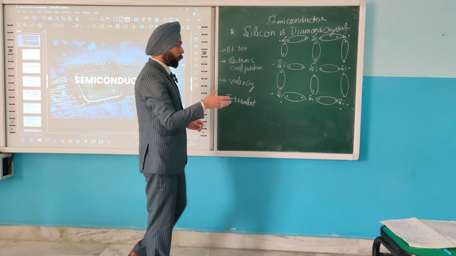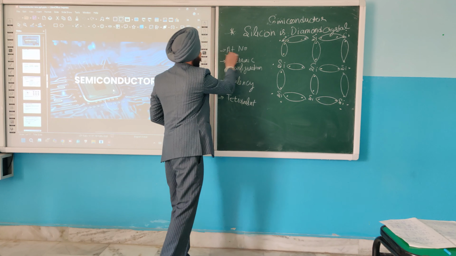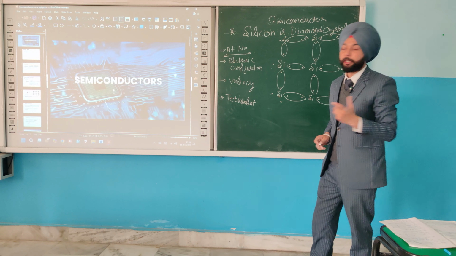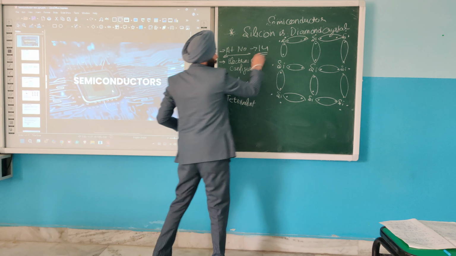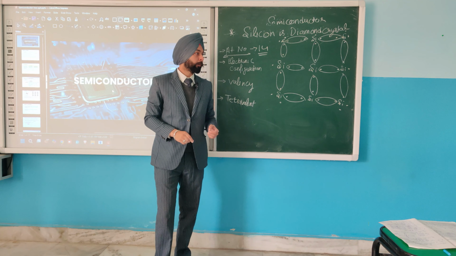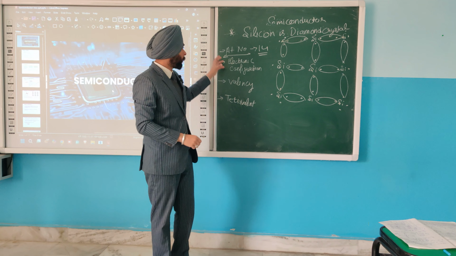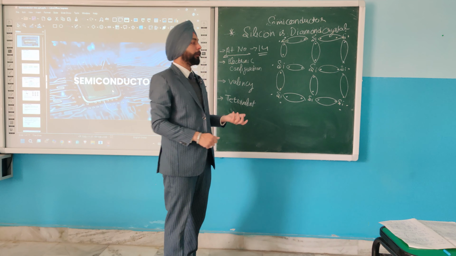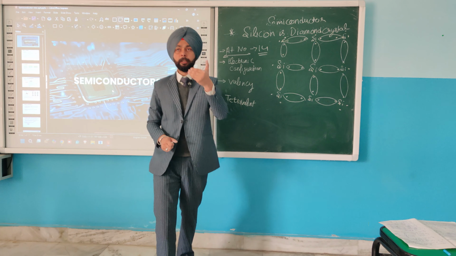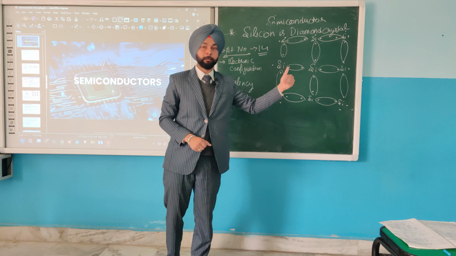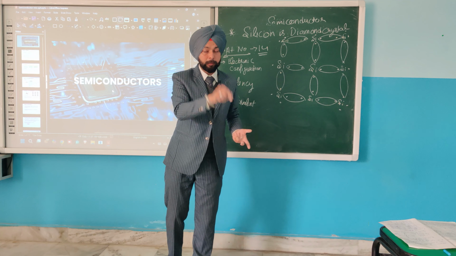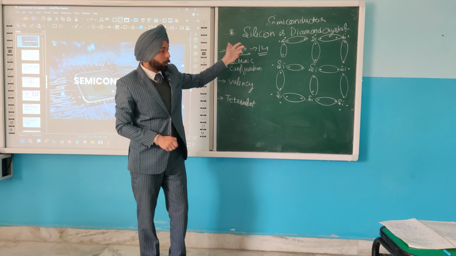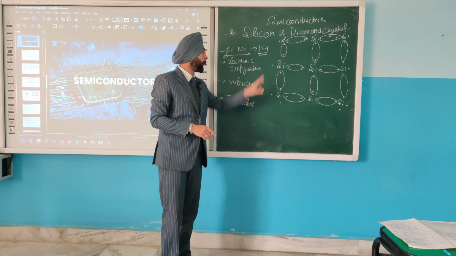Now focus. First thing, what is the atomic number of silicon? The atomic number of silicon is 14. In chemistry you already learned about atomic numbers in 9th and 10th grade, such as the atomic number of silicon, aluminium, copper, calcium, etc. But in semiconductors, we will talk only about silicon. The atomic number of silicon is 14.